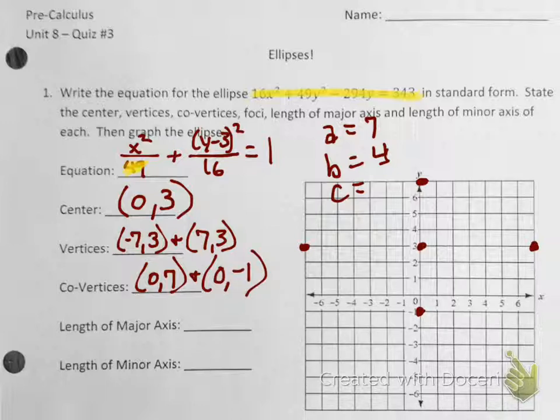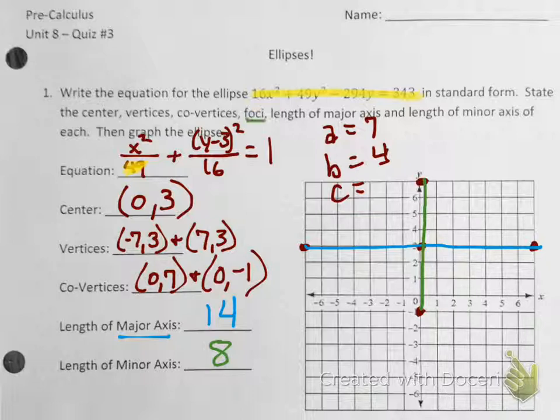Okay, so then if we want to find the length of our major and minor axes, our major axis goes from vertex to vertex. So that's 2a, so that's going to be 14. And our minor axis goes from covertex to covertex. That's 2b, so that's going to be 2 times 4, which is 8. Okay, turns out we didn't need to find C.